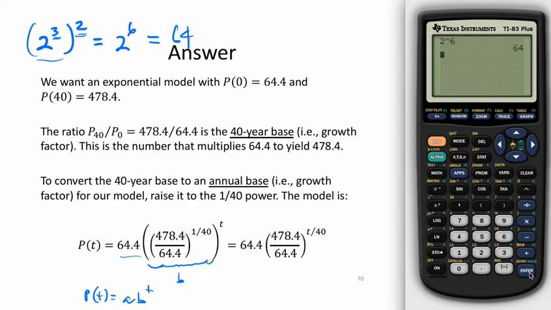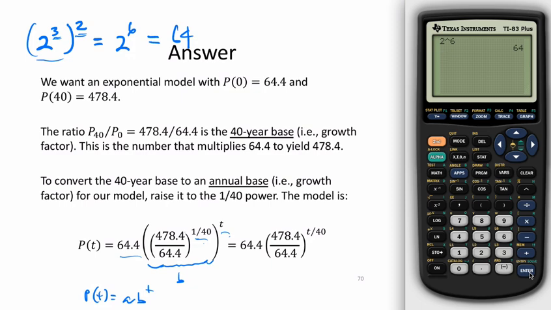So I just use that as a simple example to help me remember how to deal with these exponents. If I want to write this in a simplified form where I just have one exponent, I can multiply 1/40th by t to combine them.